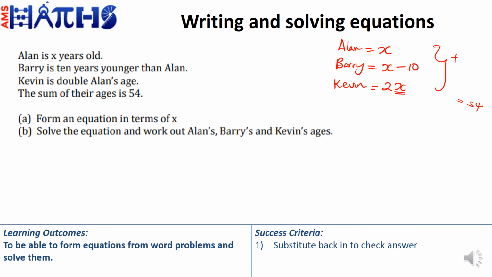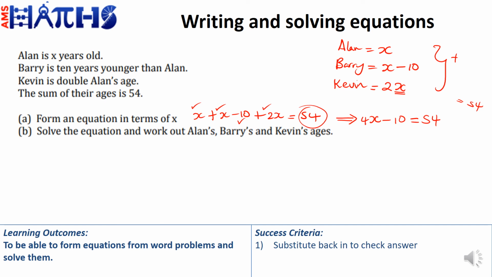So we need to form an equation. We're going to add Alan's age plus Barry's age plus Kevin's age, which is equal to 54. We can't just leave it like that; we have to simplify it. 1x plus 1x is 2x, plus 2x gives us 4x. We're left with the minus 10, so we put that back, and that is equal to 54. So when I add all their ages, it's 4x minus 10, and that is a total of 54.